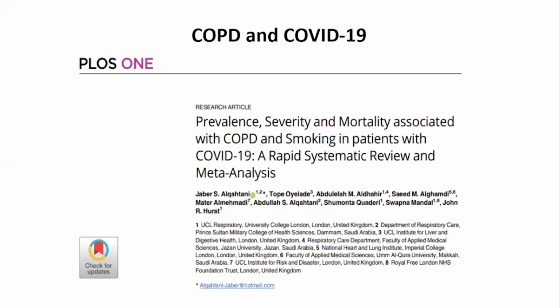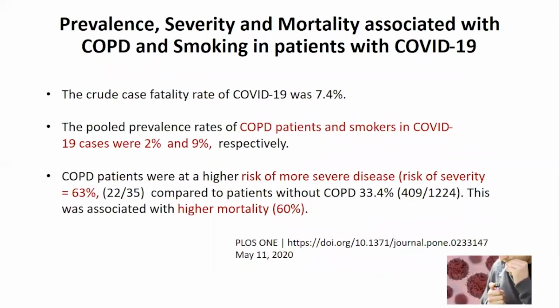Now, this is a study. It's actually a review and meta-analysis. It reviewed several papers, and this is the data that was shown in that study. Okay, the crude case fatality rate of COVID-19 in general is 7.4%. Their pooled prevalence rates actually showed that for COPD patients, the prevalence rate is only 2%. For those who are smokers, it's 9%.